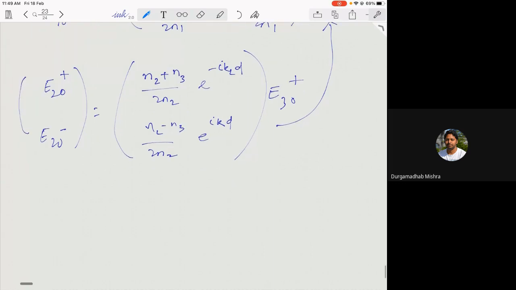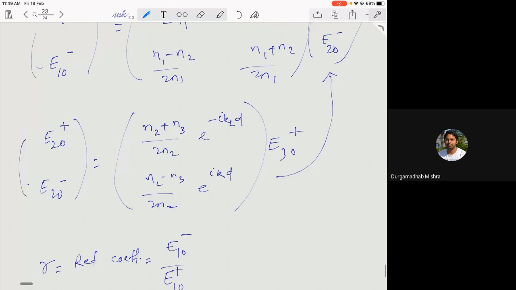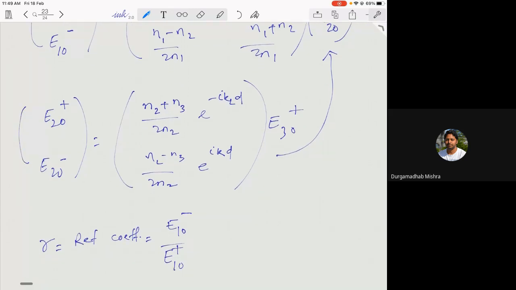And to calculate the reflection coefficient, R, which is your reflection coefficient, is equal to E10 minus by E10 plus. So after you substitute that, you will calculate the expression for E10 plus and E10 minus, so for the incident and for the reflected one. And if you take the ratio, you'll get the reflection coefficient, which will have this form: R1 plus R2 exponential ik2d over 1 plus R1 R2 exponential ik2d.